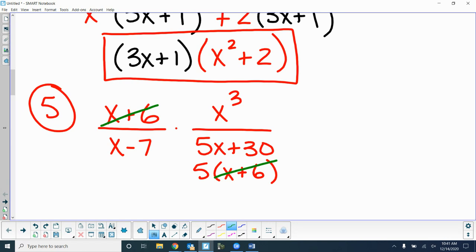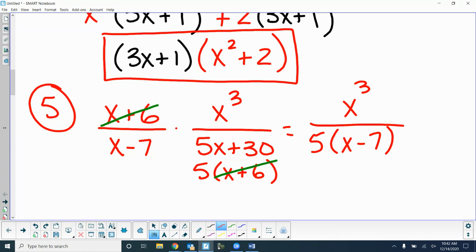So you have to factor first, and I can only cancel factors. You can't just cancel terms. Like a lot of people want to say, well, I just cancel those x's. No. Binomials have to be exactly the same to cancel them. So our answer is x cubed for our numerator, and then the 5 and the x minus 7 for our denominator. It doesn't matter if you put the 5 in the front or back, or some people like to distribute the 5. You don't have to do that. This is fine.